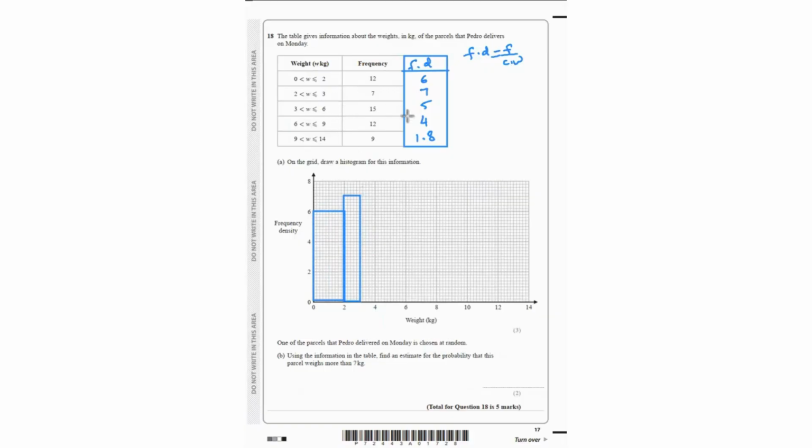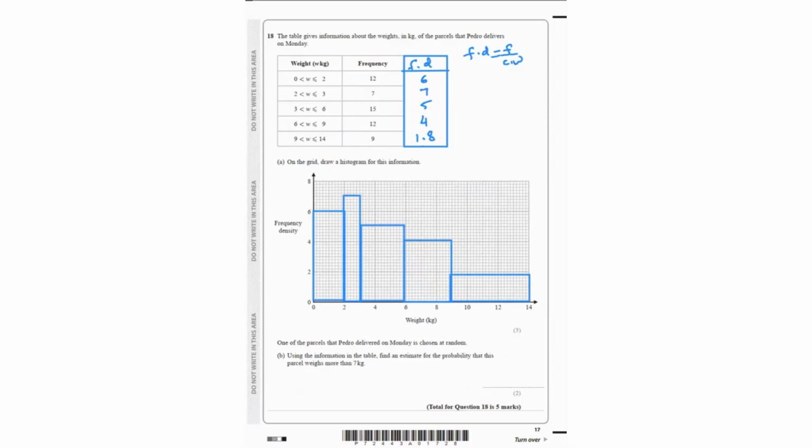Then from 3 to 6, we draw a bar that's a height of 5. Then for 6 to 9, it's at the height of 4. And then lastly, 9 to 14, it's at the height of 1.8. So that is your histogram.